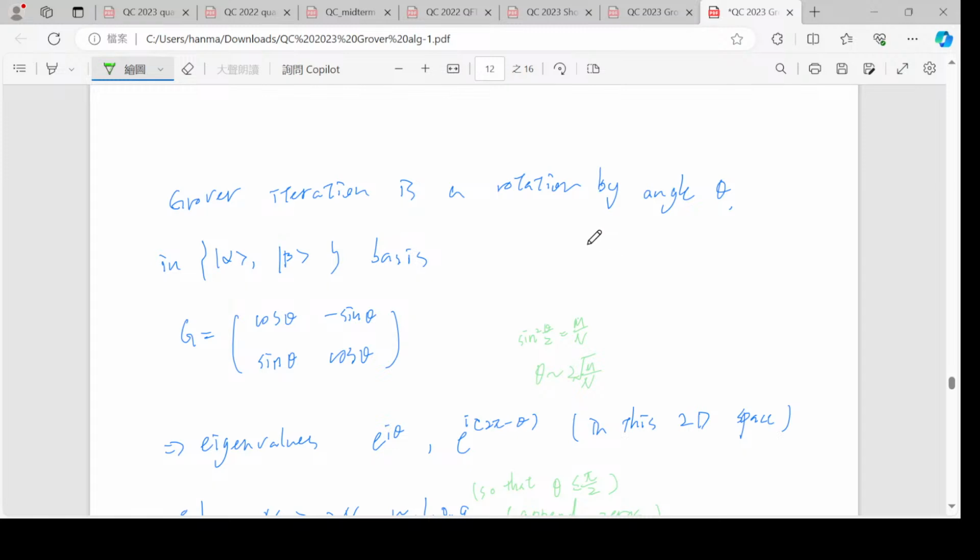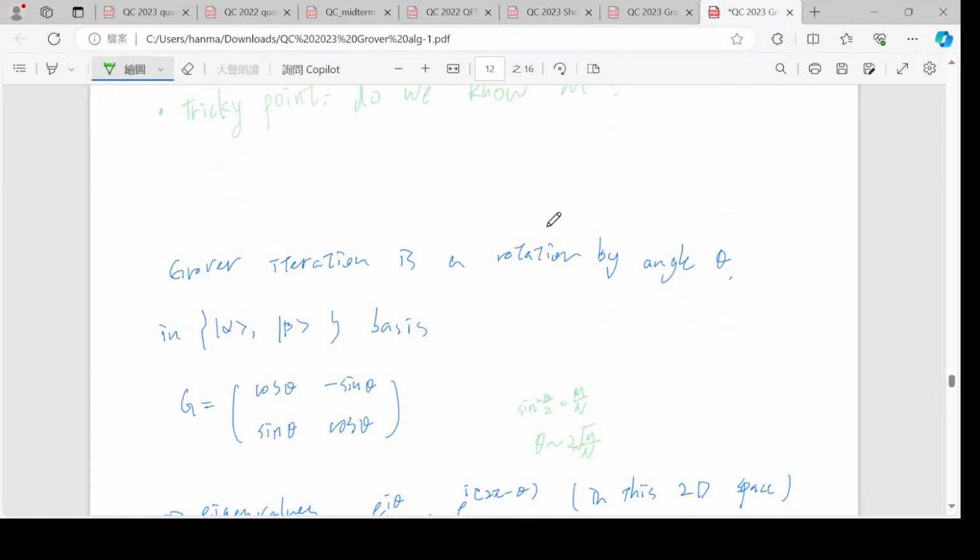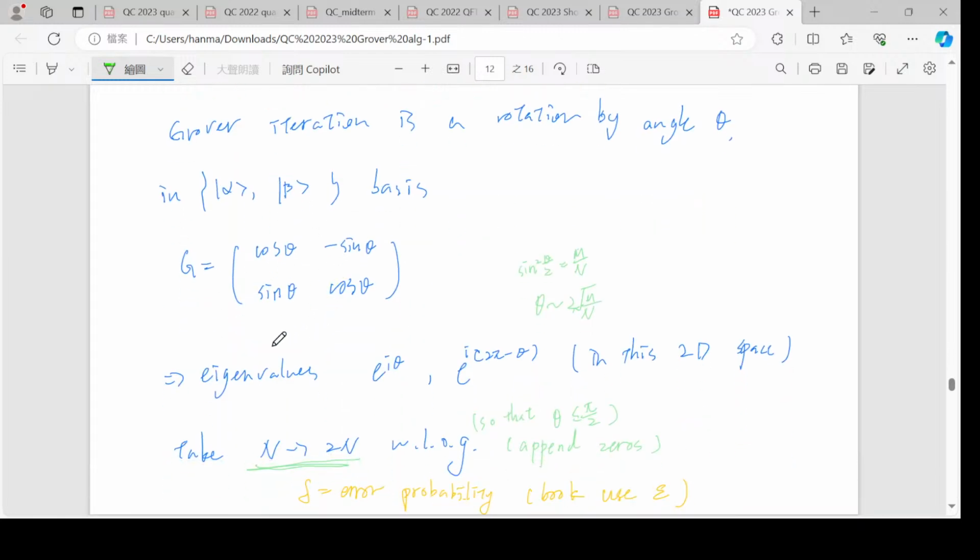And once again, remember what Grover iteration is. Grover iteration is a rotation by a single theta. In our favorite alpha beta basis, the two-dimensional space, the rotation matrix is this thing: cosine theta, minus sine theta, sine theta, cosine theta. You can easily verify this is a rotation.